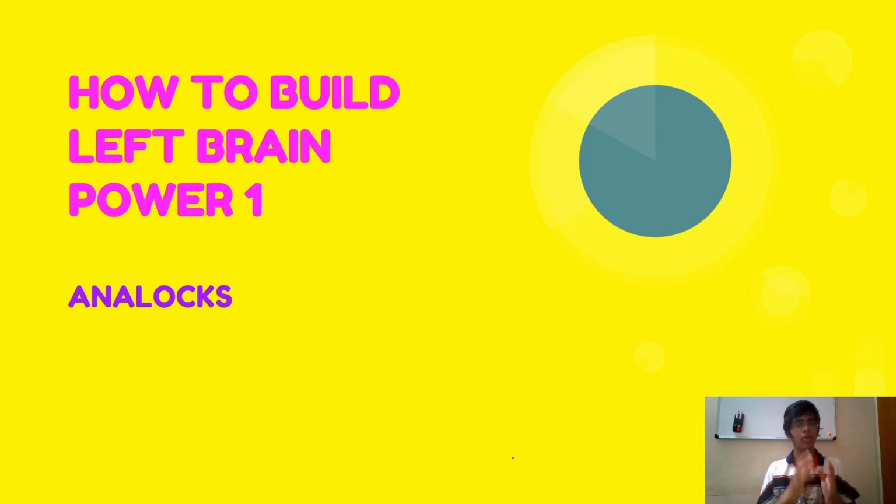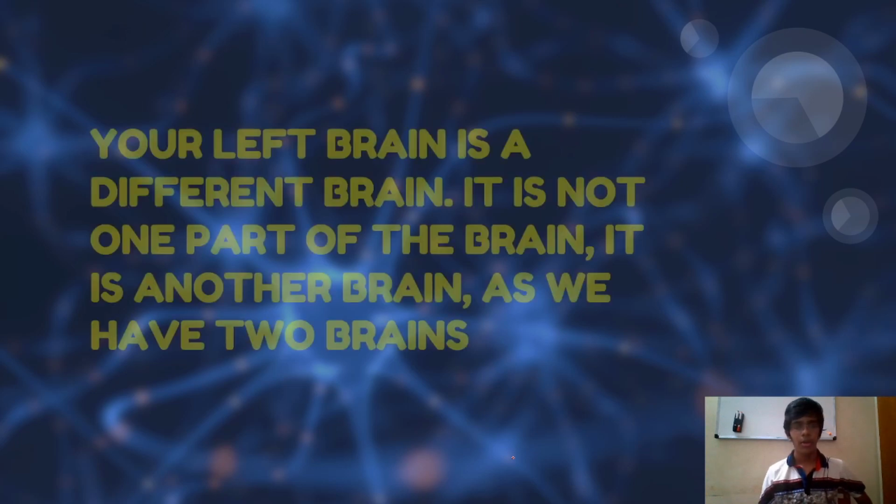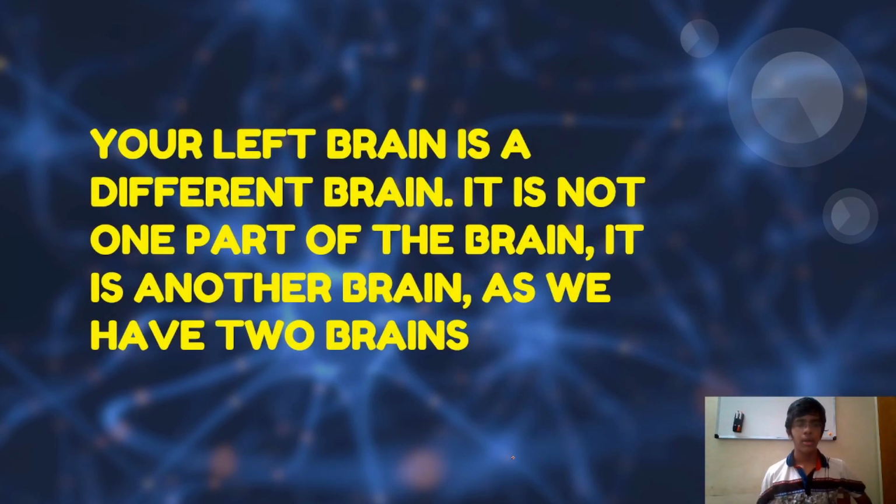So now let us look at how to build our left brain power part 1, that is analogs. We'll dive into analogs in depth in a moment. But before I go on, I'd like to tell you a fact that most people don't know. Your left brain is a different brain. It is not one part of the brain, it is another brain, as we have two separate brains. What I mean by that is that the brain is made of two parts, that is left brain and right brain. A brain is a single unit which consists of two separate constituent units, that is the left brain and the right brain.